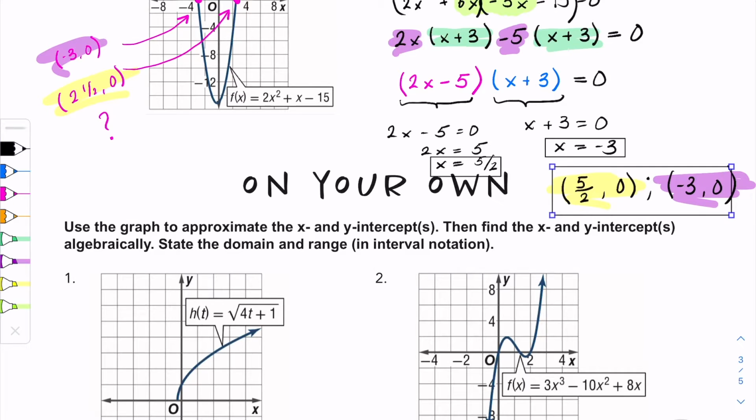Okay, so complete the on your own section by yourself. This time you're looking to find both the x and y intercepts, so use what we went over in the last two examples. These directions also tell you to state the domain and range. This is from the first and second lesson.